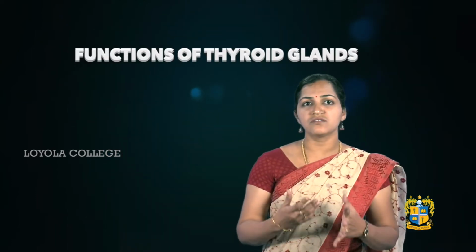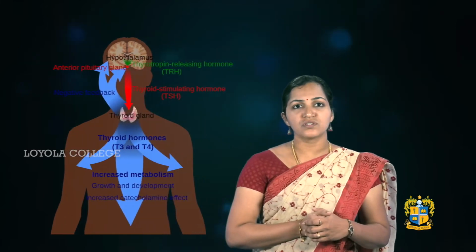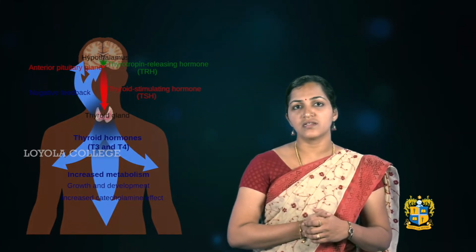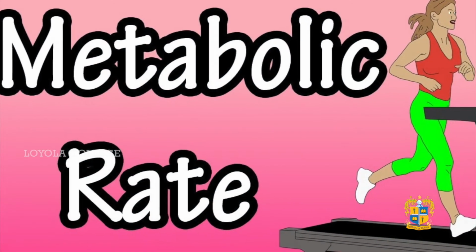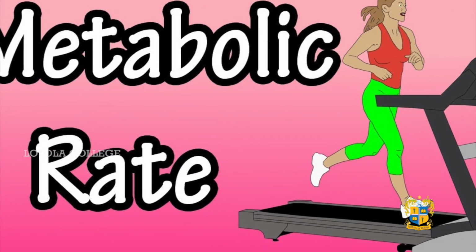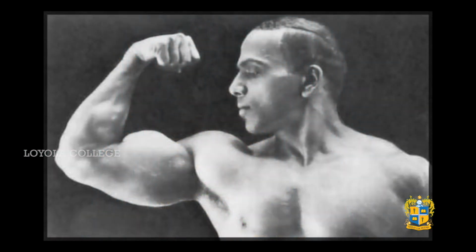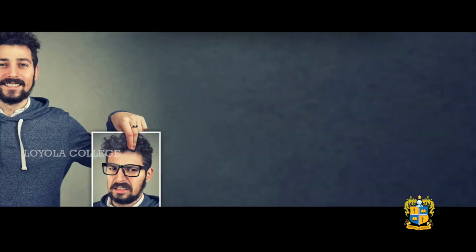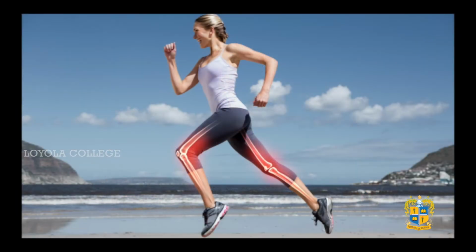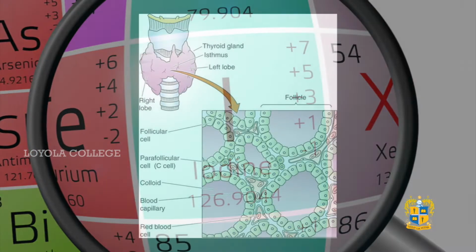So now let's see the functions of thyroid gland. The thyroid gland produces hormones that regulate the body's metabolic rate. As you all know, it is very important for a normal metabolic life as well as heart and digestive function, muscle control, brain development, mood and bone maintenance. Its normal functioning depends on having a good supply of iodine from the diet.